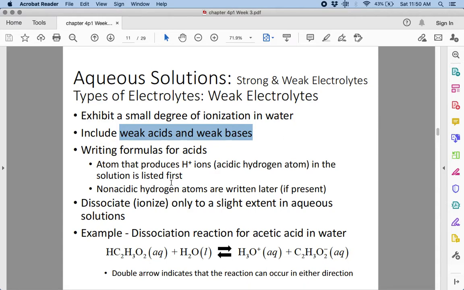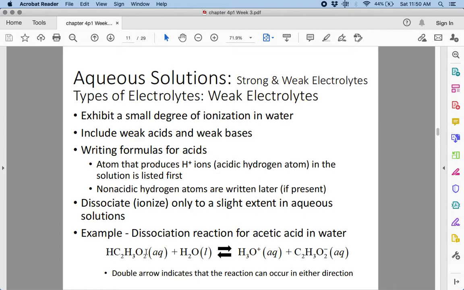So an atom that produces an H plus ion, right, the acidic hydrogen, is usually listed first when we do this. So here we have acetic acid. If you don't know what acetic acid is, if you've ever had a pickle or had vinegar or salad dressing, you have ingested acetic acid. Acetic acid is vinegar. The vinegar that you and I eat is a very diluted version of it. The acetic acid that we use in the lab is a very concentrated version of it. But still the same thing.